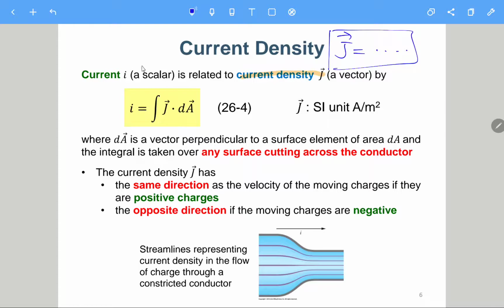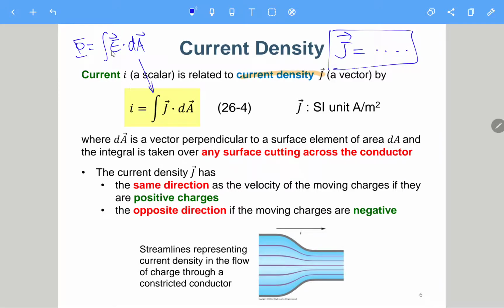So actually, we define the current density like this. It is somehow like the Gauss law, the electric flux. At that time, phi is the integral of E dot dA. So this is with the same mathematics, which is called the surface integral.